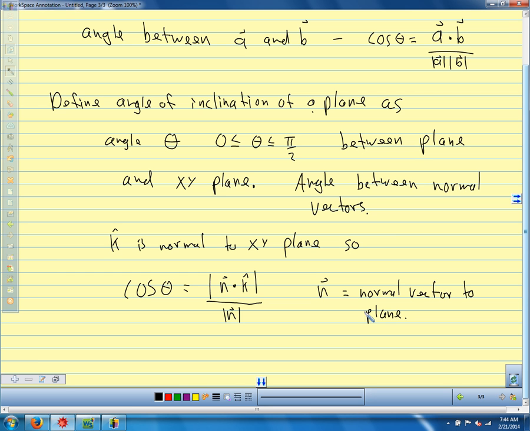Take the dot product of our normal vector with k hat divided by the magnitude of our normal vector, and it tells us how slanted our tangent plane is. Thinking forward, where we're going to go with derivatives, why would it be interesting or valuable to know the angle of inclination of the tangent plane?